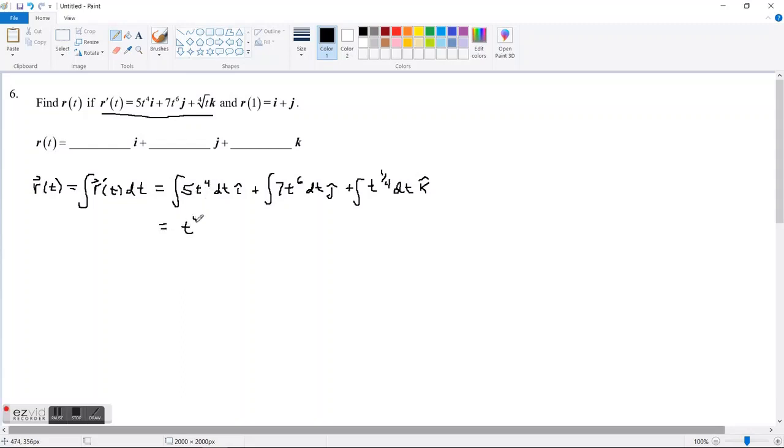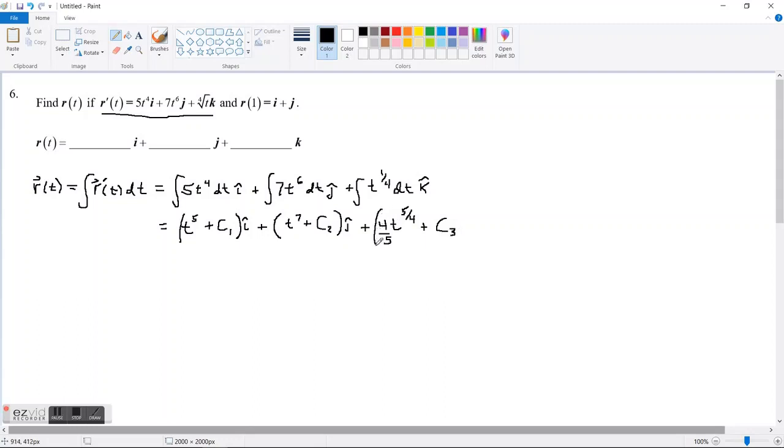so the 5's cancel, we get t to the fifth, plus a constant of integration, which we'll call c1 because we're going to have 3 of them. Then the antiderivative of 7t to the sixth is 7t to the seventh over 7. The 7's cancel, leaving us with t to the 7th power, plus our second constant of integration, all together times j. And finally we get t to the 1/4 plus 4/4, that's t to the 5/4, divided by 5/4, so that's the same thing as multiplied by 4/5, and then plus our third constant of integration, c3.